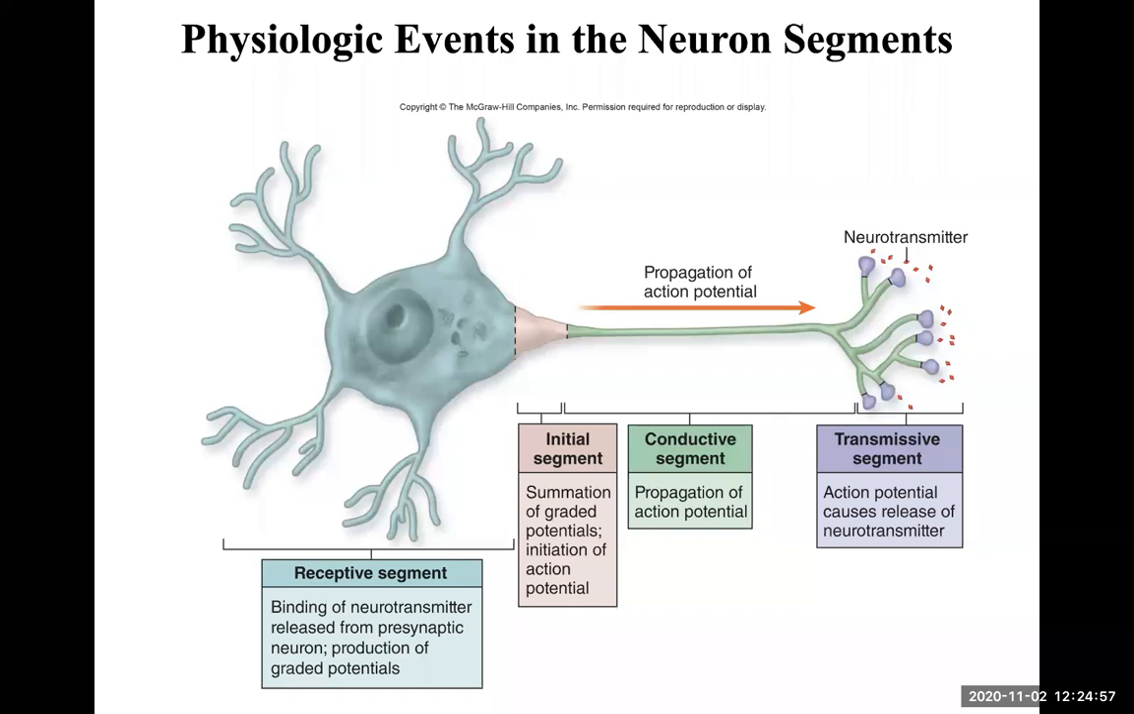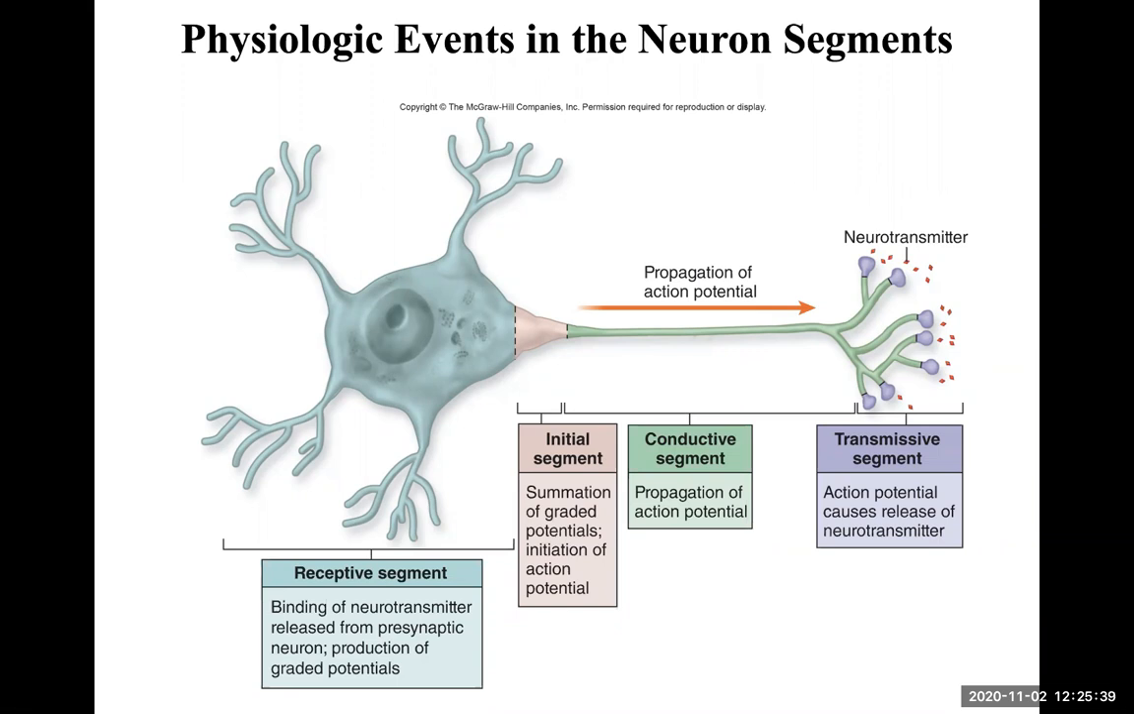And they're chemically gated, and what that tells you is that what opens them is neurotransmitter, the binding of a neurotransmitter to its receptor. And then the initial segment. One other thing I want to say about the receptive segment: this is where the graded potentials are going to occur, right? It's going to be the opening of various ion channels that cause the graded potentials. And then those graded potentials are added together, or there's a summative effect of those graded potentials that occurs in the axon hillock, which is the initial segment, right?